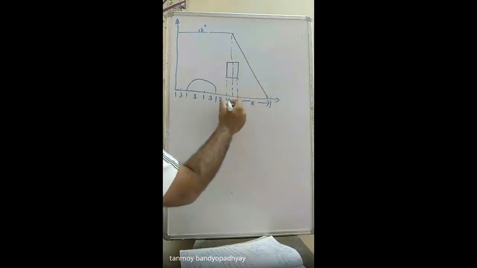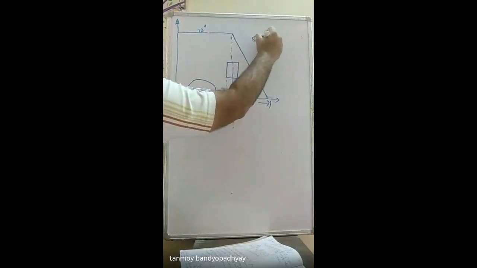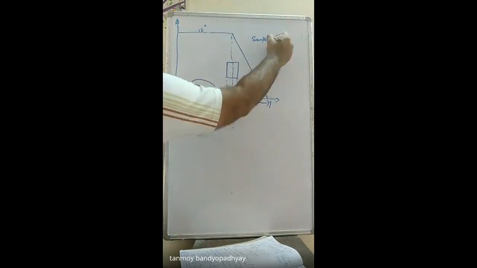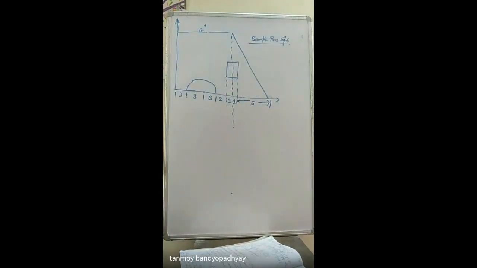It's an example, page 248, Chapter 5, sample problem 6. Okay? So you have to find out the centroid of this one.